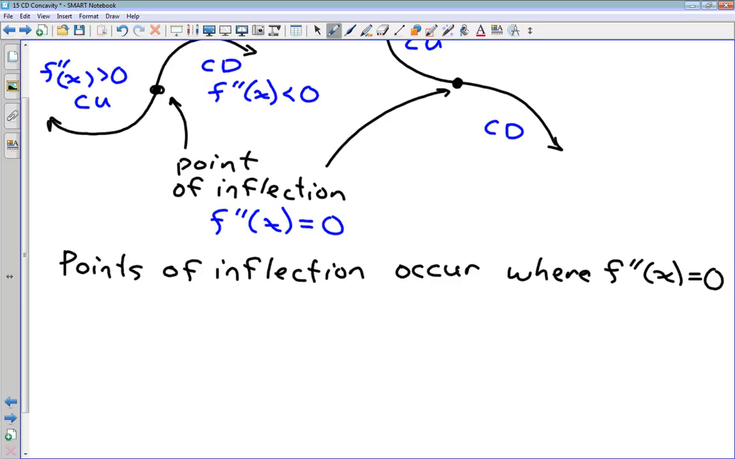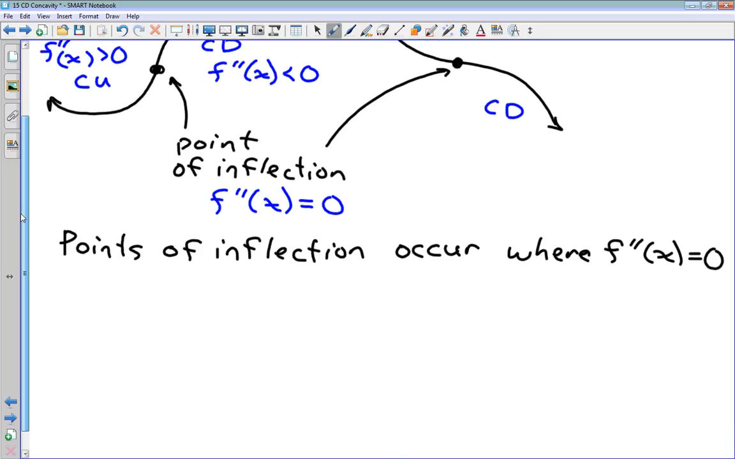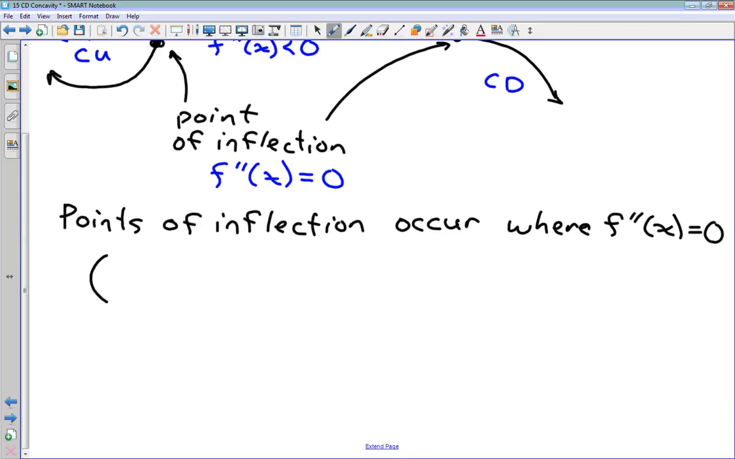Now, just because the second derivative equals 0 at a point doesn't mean there's necessarily a point of inflection there. So you always want to check to make sure that the concavity actually changes on either side of that point that you're interested in, to verify that it is in fact a point of inflection. Other places where your concavity can change are at vertical asymptotes and other weird looking things. So if we're looking for points of inflection, we're also going to consider cases where the second derivative does not exist.